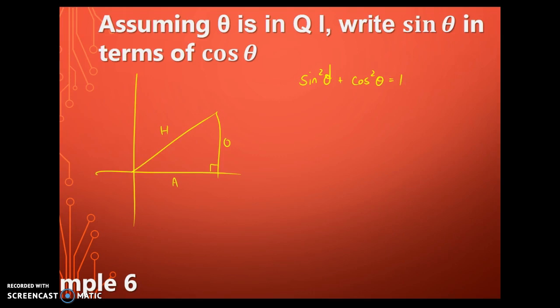I want sine theta in terms of cosine, so I need this sine to be alone. Juggling my algebra a little bit, I can subtract that cosine squared over, and then of course I can take the square root of that. Now, I know I'm supposed to have plus or minus in front of the square root, but I want to remember what the problem told me. The problem told me I'm in quadrant 1. If I'm in quadrant 1, the result of sine should be positive. So I'm going to purposefully not put the plus minus out in front, because that minus would imply this triangle down here. That's not the one I want to talk about.